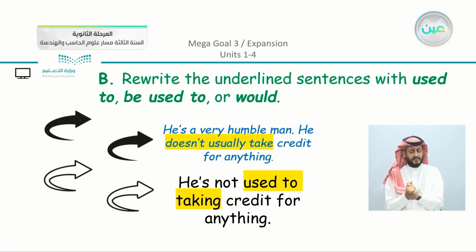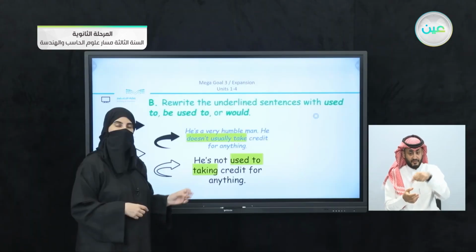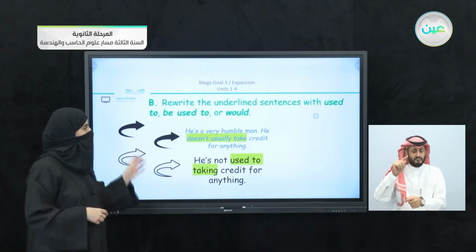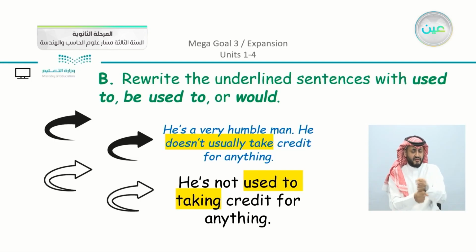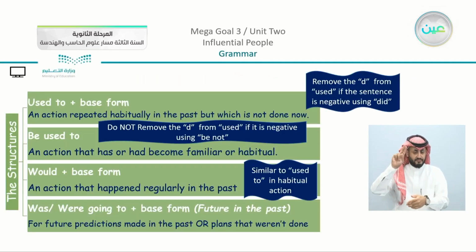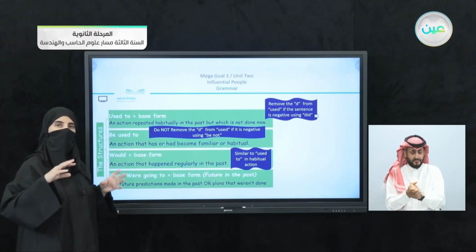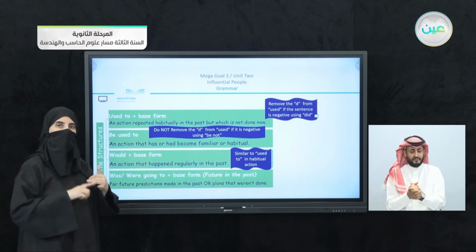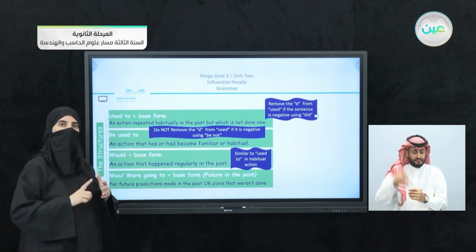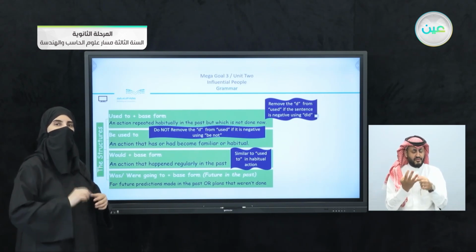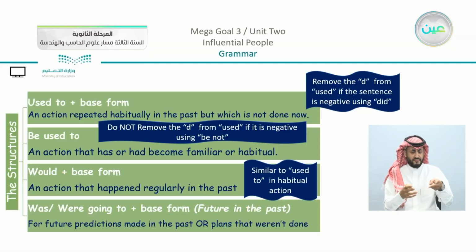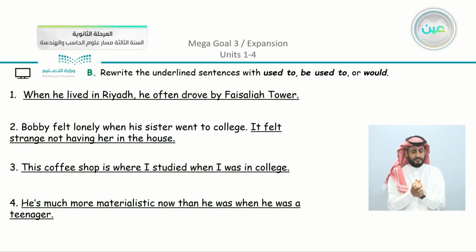So you can see that we applied used to here in the sentence, and we changed the verb from take, the base form, into taking. Okay, so we turned it into a gerund. Also, if you remember the graph that we designed in our lesson, we showed the differences between the 4 phrases that we have: used to, be used to, would, and was or were going to. So let's start.